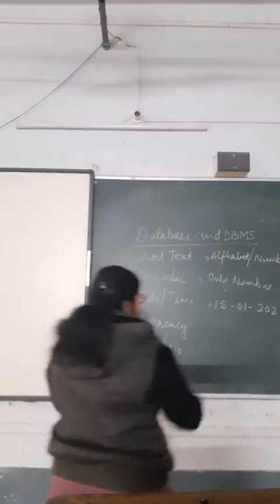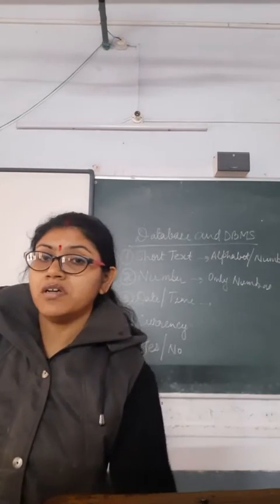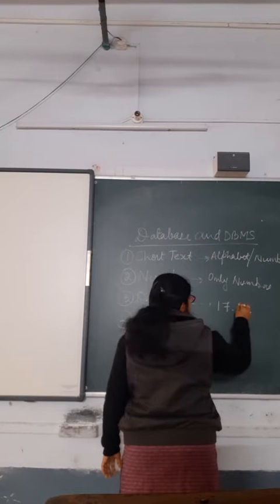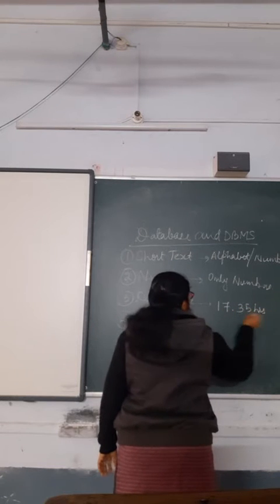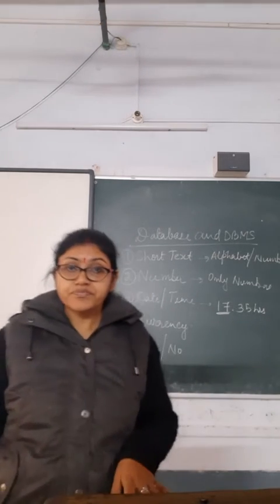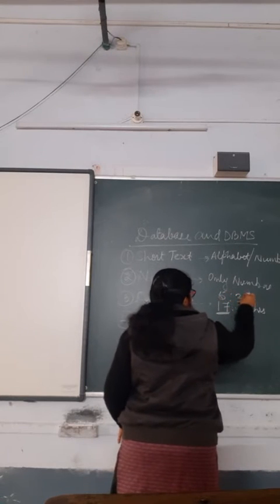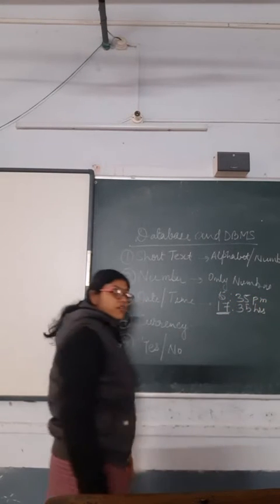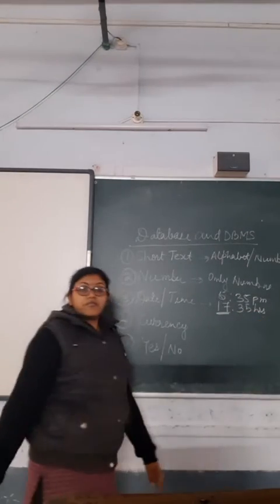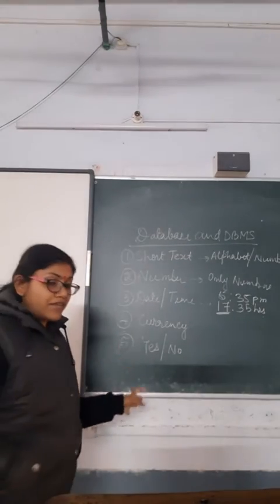Time also, with the hours we are writing, or we are writing AM, PM. Like if we are writing 17:35 hours, 17 means it's 5 o'clock, so 5:35 PM. When we are writing 17:35, then we have to mention the hours. So many ways to write the time and the date.